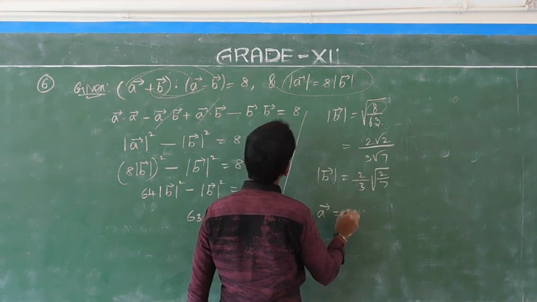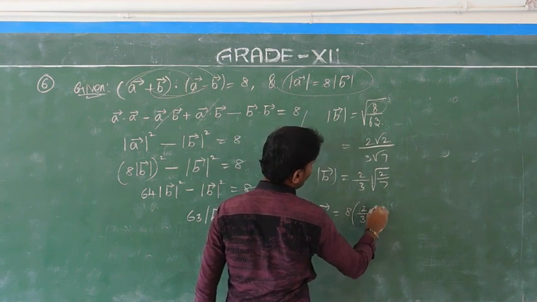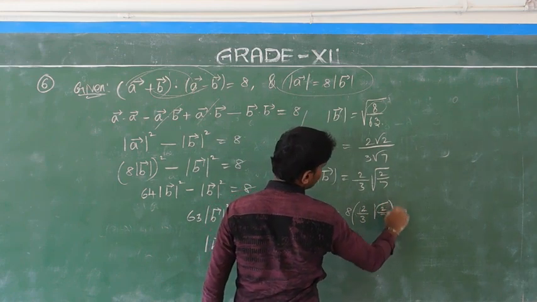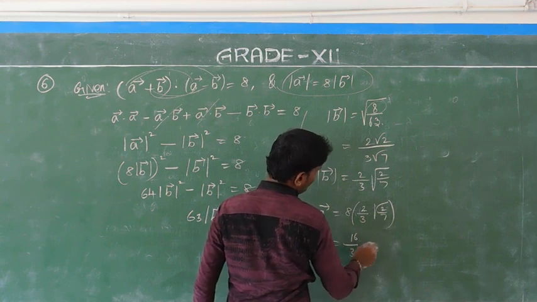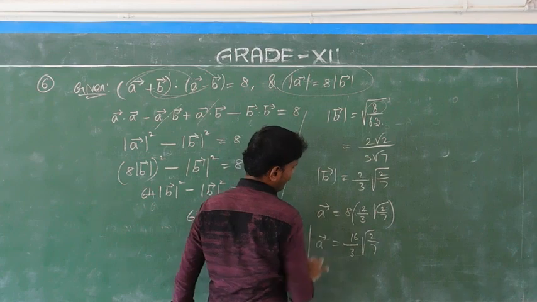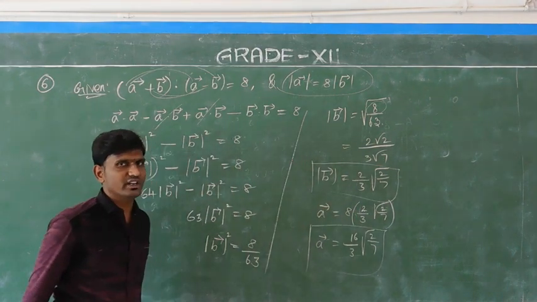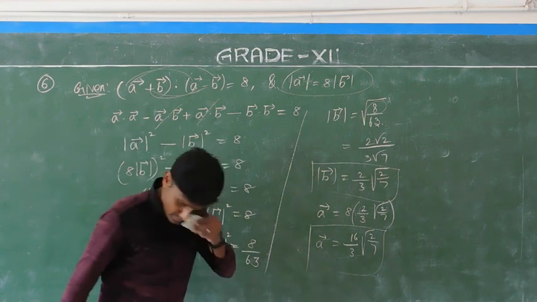And I need a vector. What is that a vector? 8 into 2 by 3 square root of 2 by 7. So you get 16 by 3 into square root of 2 by 7. So this is your a vector, this is your b vector. Okay. Have you got it, children?